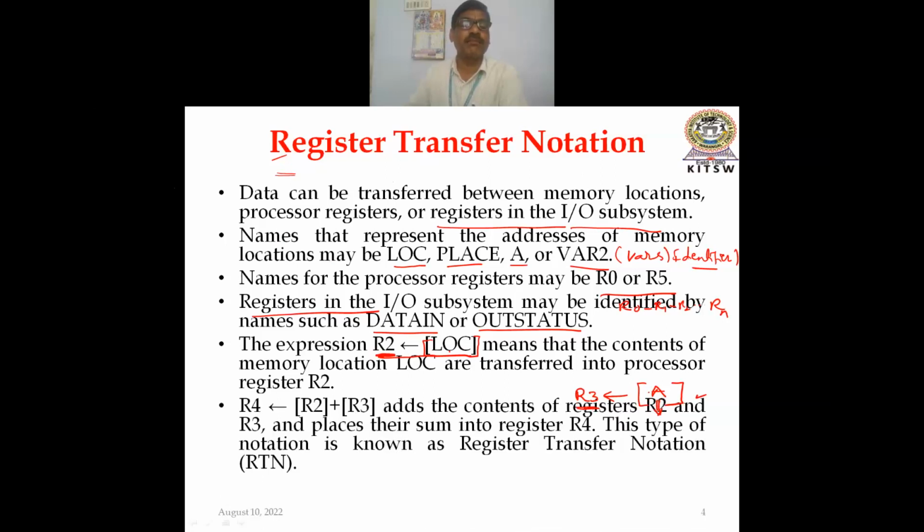So for example, another important example here: R4 is loaded with the contents of R2 plus contents of R3. That means this particular instruction is going to add the contents of both the processor registers R2 and R3 respectively, and the sum will be placed into the R4 register. This type of representation is called register transfer notation, in short RTN. So that is the first type of notation we can use.